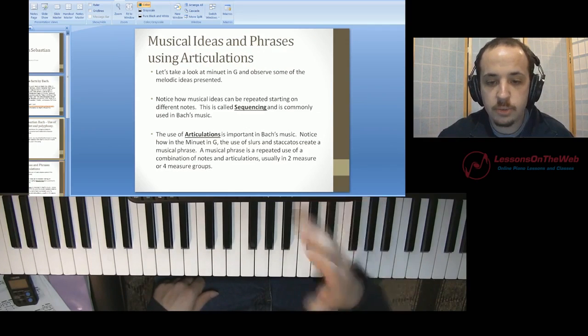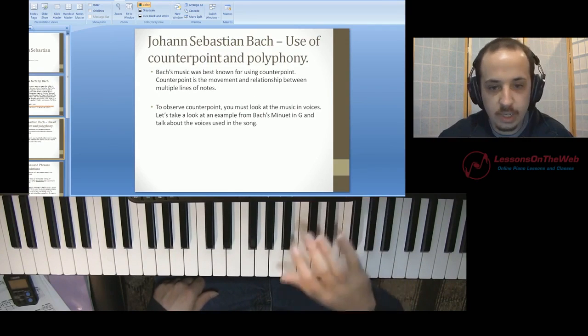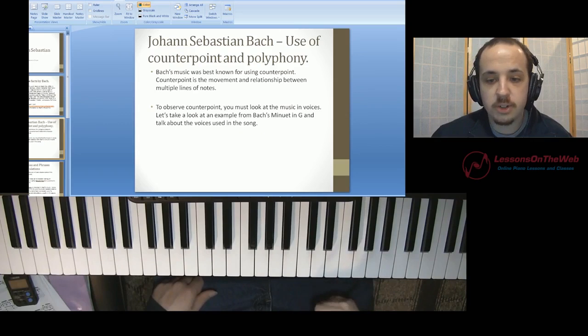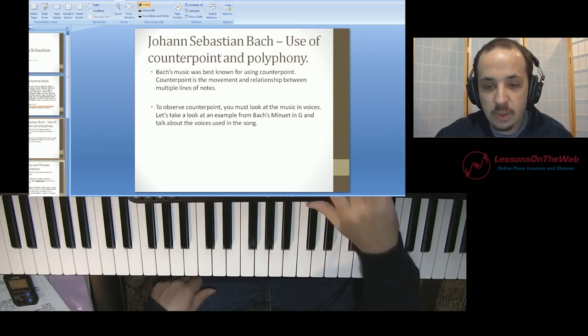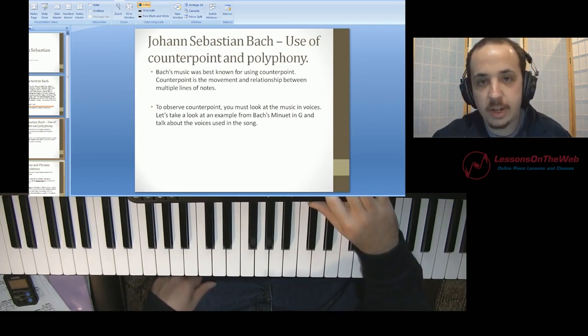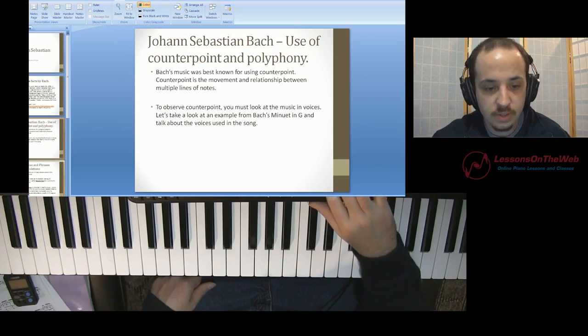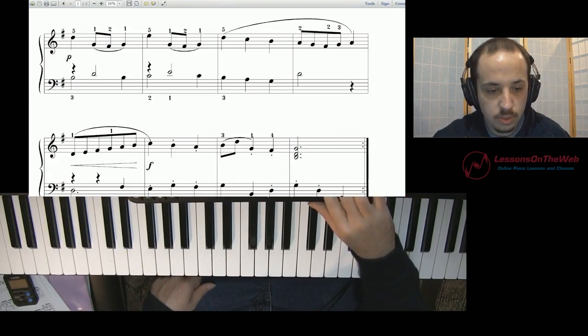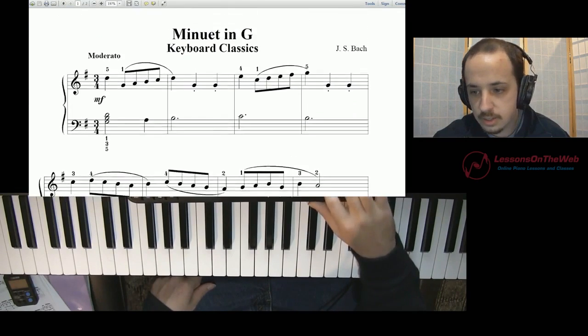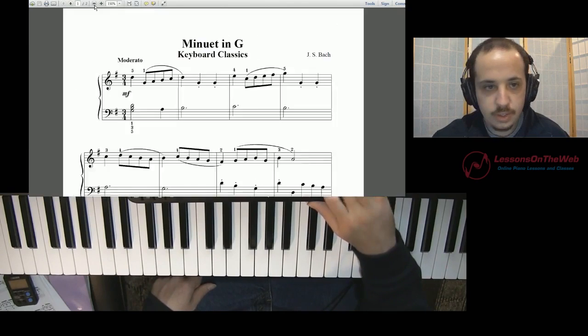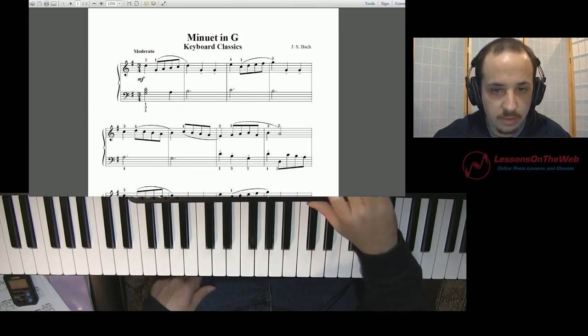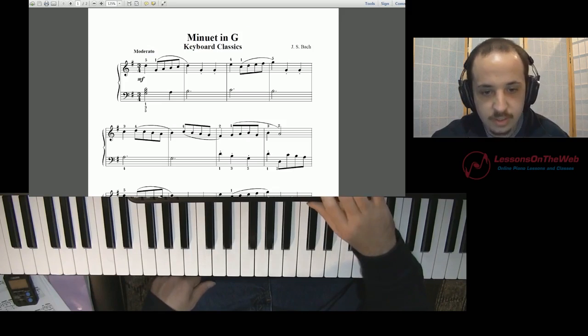So to observe counterpoint, you must look at the music and voices, like we had just said. Okay. Let's look at Bach's Minuet in G and talk about the uses of voices in the song. So let's take a look and make it a reasonable size. Make sure everybody can see what I'm talking about mostly.